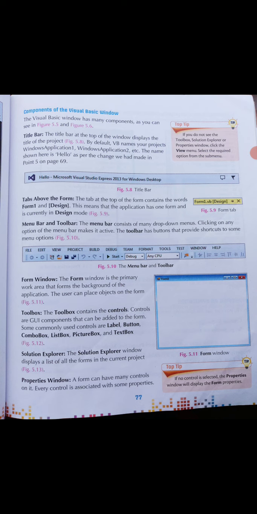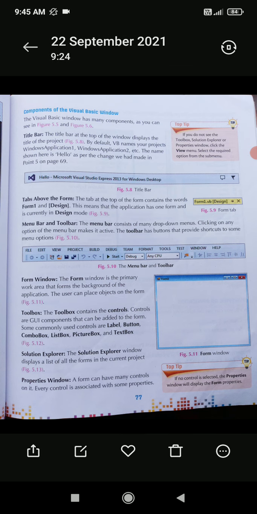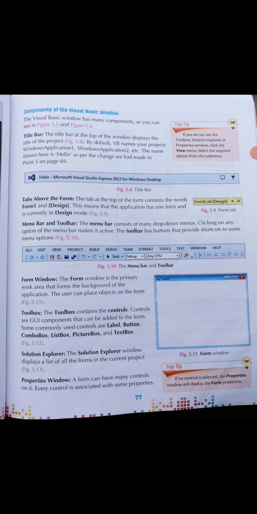Now this answer you will write on your own. I have given this question as your homework because I have explained this topic today, so you can write the answer by yourself. So many components I have explained to you, like your title bar, tab above the forms, menu bar and toolbar, form window, then again toolbox, Solution Explorer, Properties window. From these components you have to write any 5, according to your wish. You have to explain the components. So this is your homework.